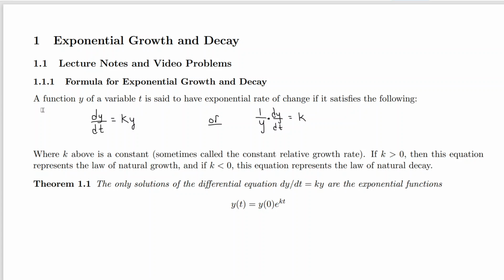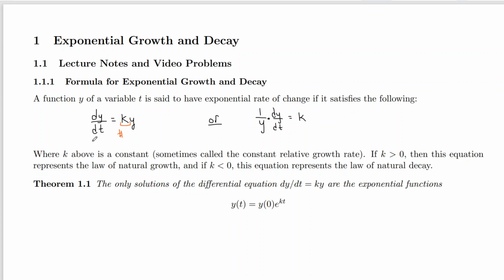So the setup is like this. It says a function y of a variable t is said to have exponential rate of change if it satisfies the following. Now really there's only one formula, and that's the one on the left here. It says dy over dt, so the derivative of y with respect to t, because our variable is t here, equals some number k, this is just a number, times y.